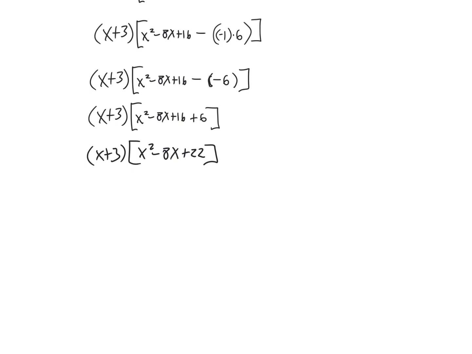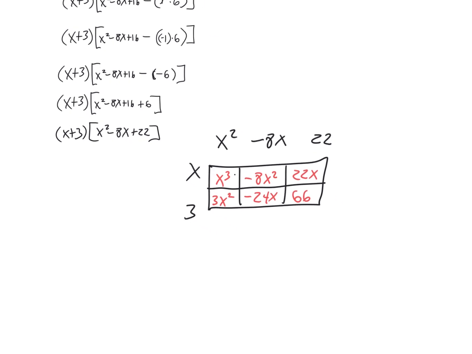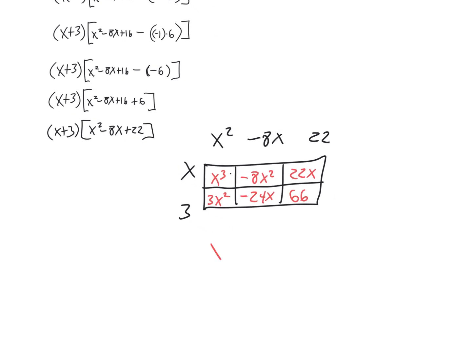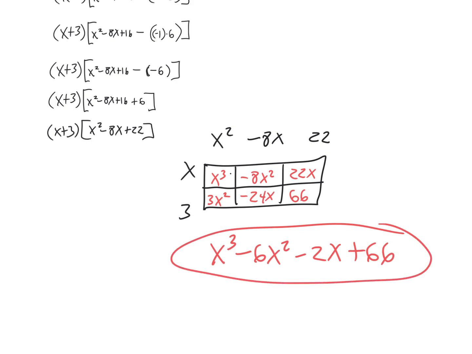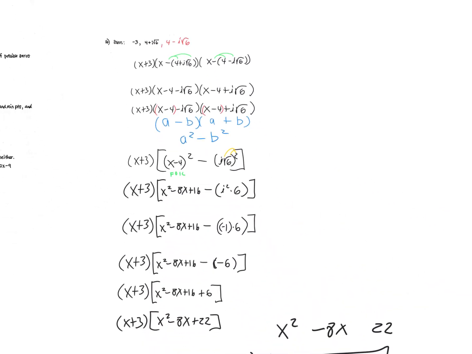Time for the box method. x squared, -8x, 22. x, 3. Box, thing, column. Okay, x cubed, -8x squared, 22x, 3x squared, -24x, 66. Diagonal like terms? Yeah. x cubed minus 5x squared minus 2x plus 66. And that is the polynomial that would work when it comes to these zeros. Okay, so that's that.